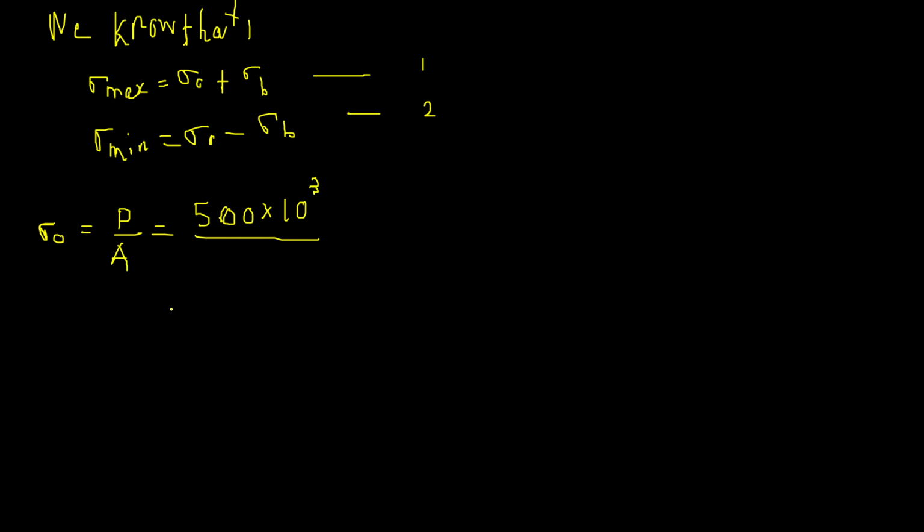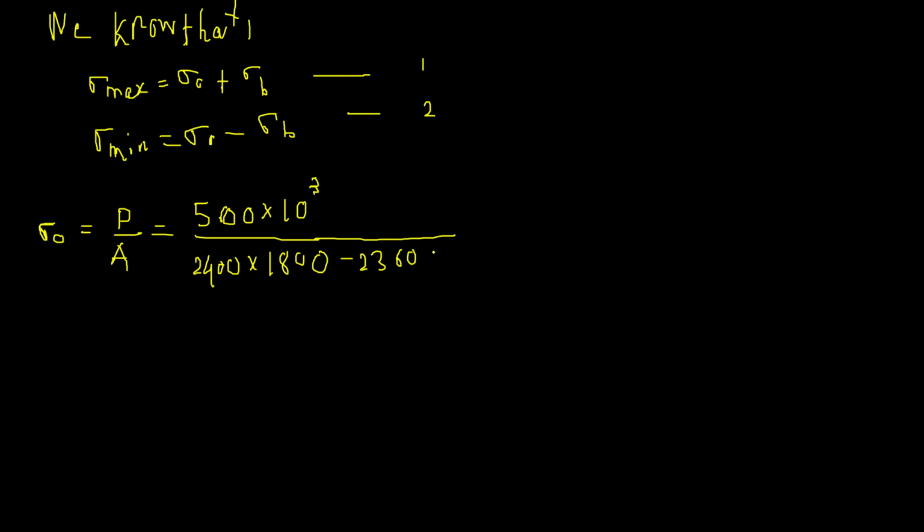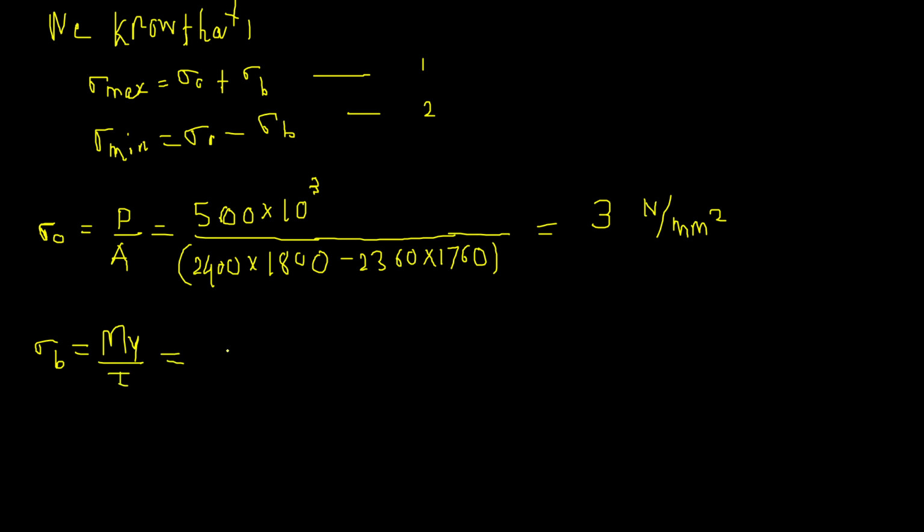Write down the same thing here also. Outer area: capital B is 2400 and capital D is 1800, capital B into capital D minus small b into small d. Small b is 2360 multiplied by 1760. Okay, so now if you calculate this you should get the answer as 3 newton per mm squared. Next is bending stress, M y divided by I.